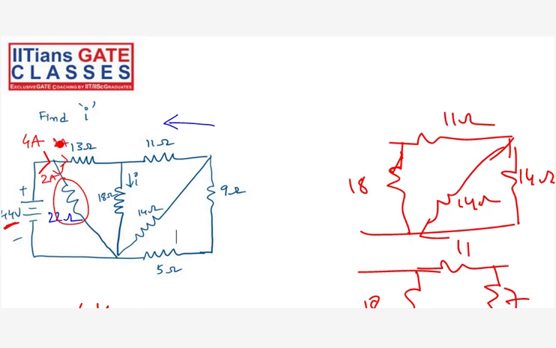Otherwise you have to write down the node equations at every point, or directly you can say this. See, this is what your 4 amps is. 4 amps is getting 2 amps here. 2 amps is coming here and it is getting divided as 1 ampere and 1 ampere. Okay, clear?